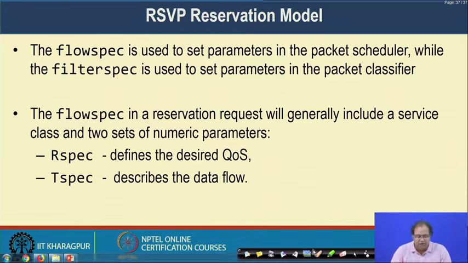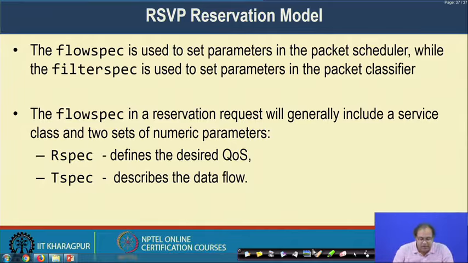So, based on the filter spec, you actually filter out the packets, that is why the name filter spec. It is put in the packet classifier to classify the packets and then associate those packets with the different types of queues that you have to provide quality of service. And the flow spec is used to set the parameters in the packet scheduler, that is, what would be the individual parameters for setting up the queues.